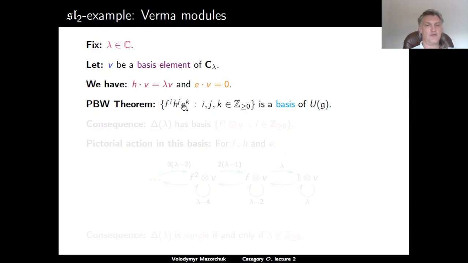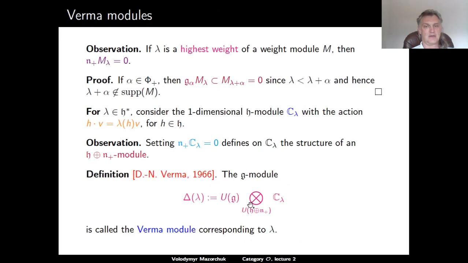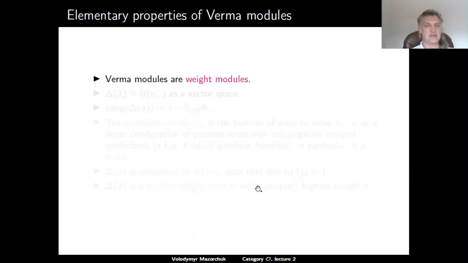So we can move elements from the positive part and from the Cartan over the tensor product. Here, this is a definition. The elements from n plus can be moved over. Elements from H can be moved over. What is left here is U n minus. So delta lambda as a vector space is isomorphic to U n minus.